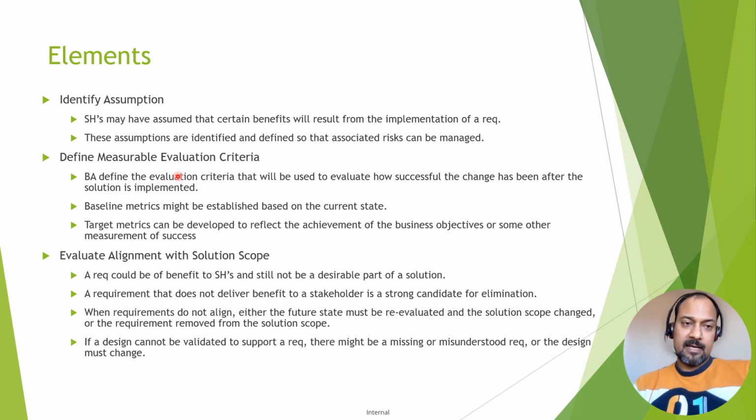So what are the elements? First is identify assumptions. Stakeholders may have assumed that certain benefits will result from the implementation of a requirement. These assumptions are identified and defined so that associated risk can be managed. It could happen that the user is expecting that this would also be provided as part of this release, but you could put it as a risk that the user could ask for this.